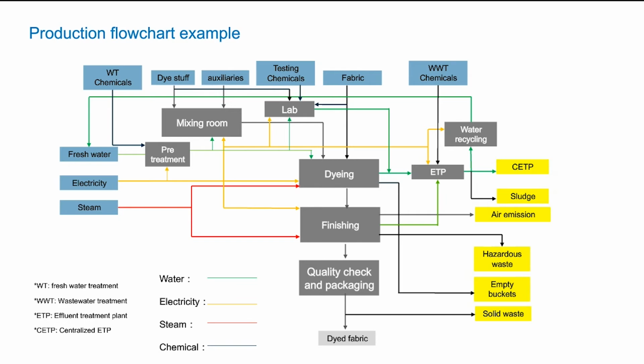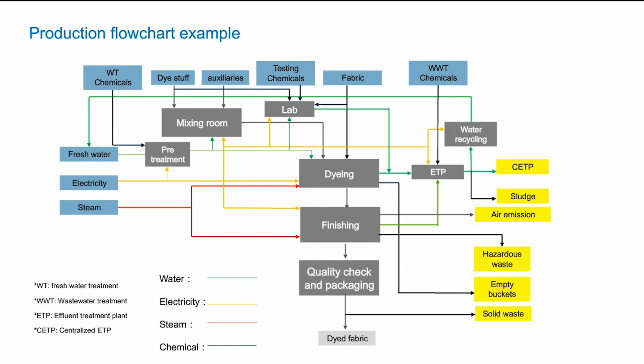In this slide, I draw a general production process in a dyeing unit as an example. You can think about, besides the chemicals, whether any other materials or sources are put into the unit. Energy like electricity, steam, water, raw material, and so on. You can find these resources in this slide highlighted in blue. And besides the wastewater and sludge, what else will be generated in your factory? Air emission, waste, empty buckets, which are highlighted in yellow.